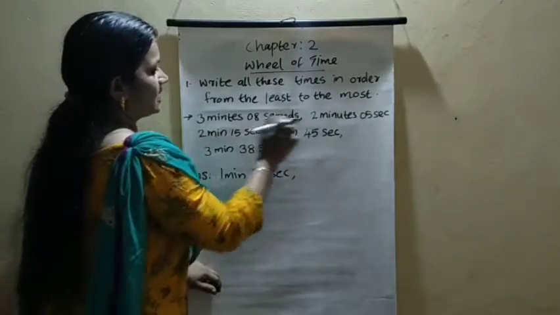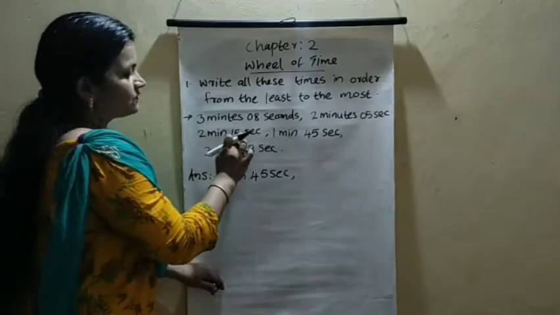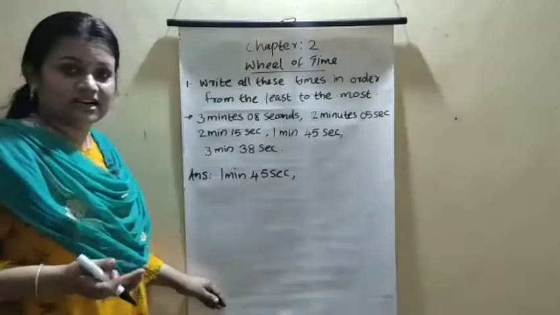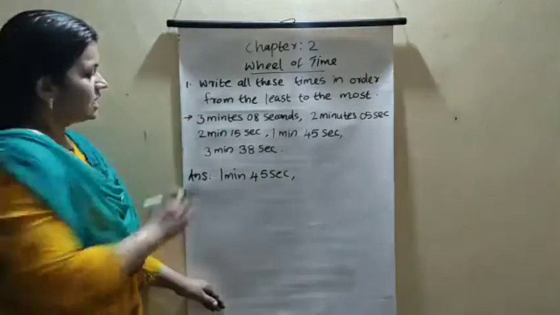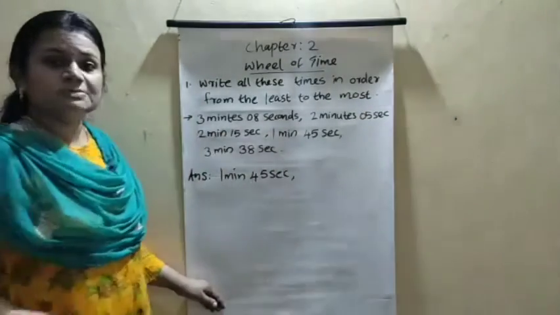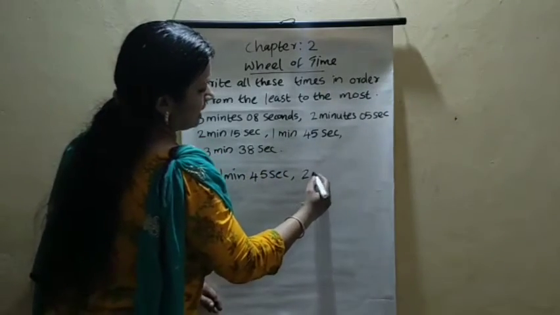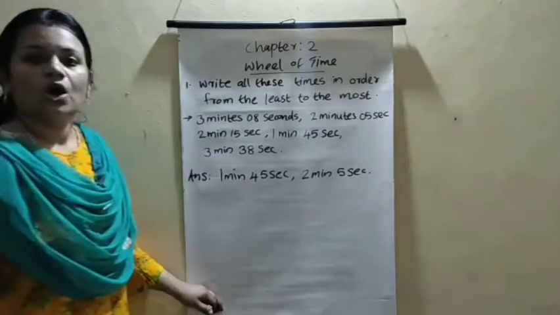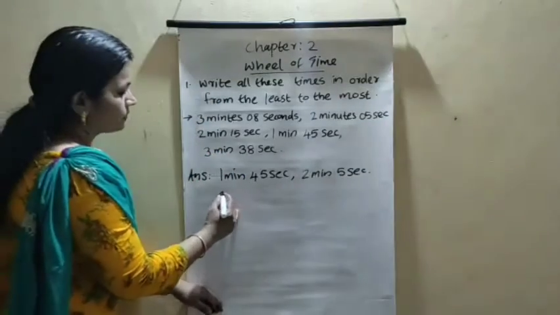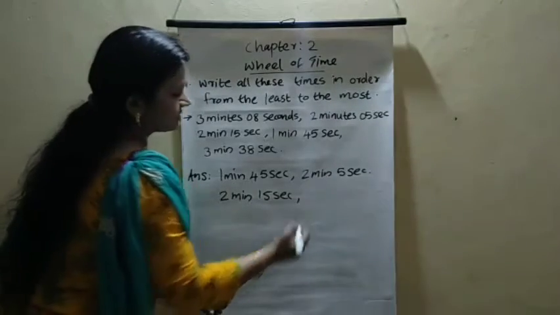The 2 minutes times are given: 2 minutes 5 seconds and 2 minutes 15 seconds. Which is the smallest? You compare the seconds. This is 5 seconds, this is 15 seconds. The minutes are the same. Which is the smallest? 2 minutes 5 seconds. So we write 2 minutes 5 seconds. Okay, then next, 2 minutes 15 seconds.